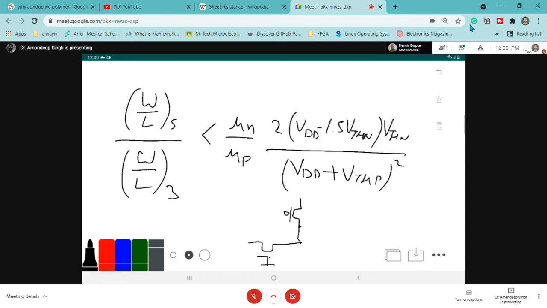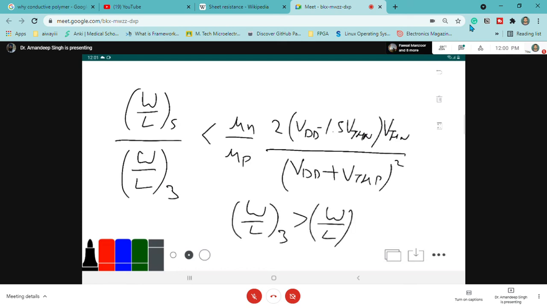So what we are doing here is writing the equations that your M5 will work in saturation region and M3 will work in linear region. So we equate that, and we find that we got the mu n by mu p ratio also, and twice of (VDD minus 1.5 V threshold of n) into V threshold of n divided by V threshold of p. So here, if you look at this, you will find that W by L ratio of 3 should be greater than W by L ratio of 5.